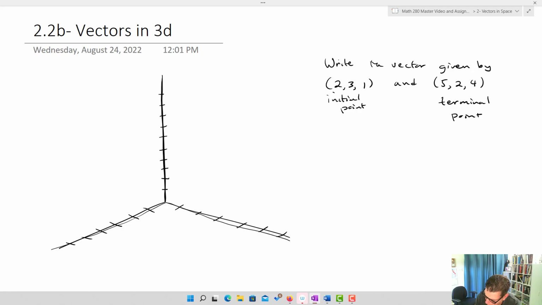So I'll start at 2, 3, 1, and remember, here's your x-axis, here's your y-axis, and here's your z, using that right-hand rule. So we've got 2, and then we'll go 1, 2, and then 3, and then we go up 1. So there's 2, 3, 1, our initial point. And then we've got 5, 2, 4. So 5, 2, 4, that's 1, 2, 3, 4, 5. And then we'll go over 2 in the positive y direction, and then up 4.